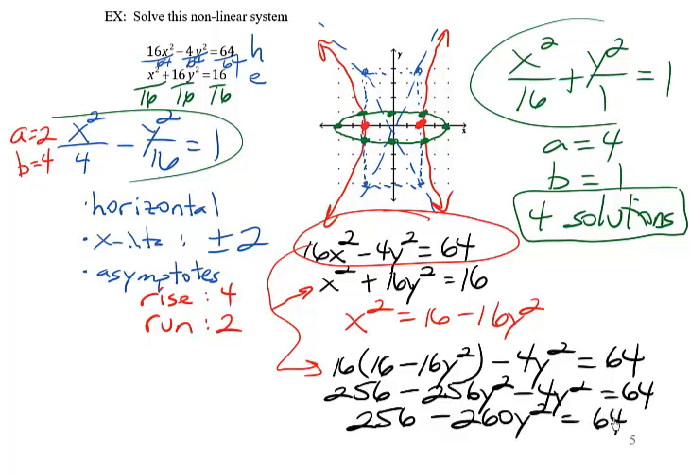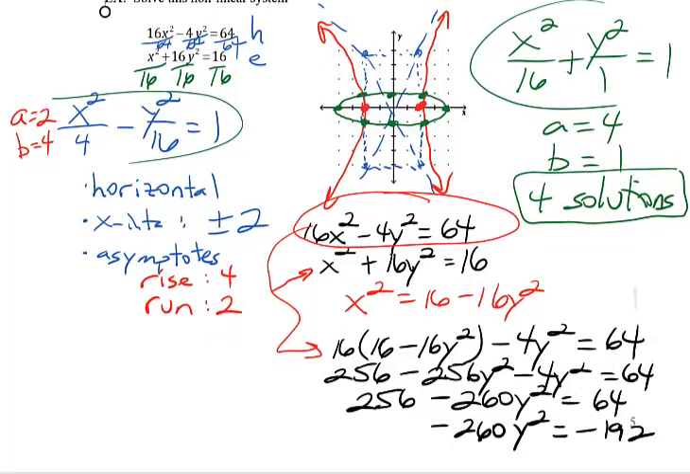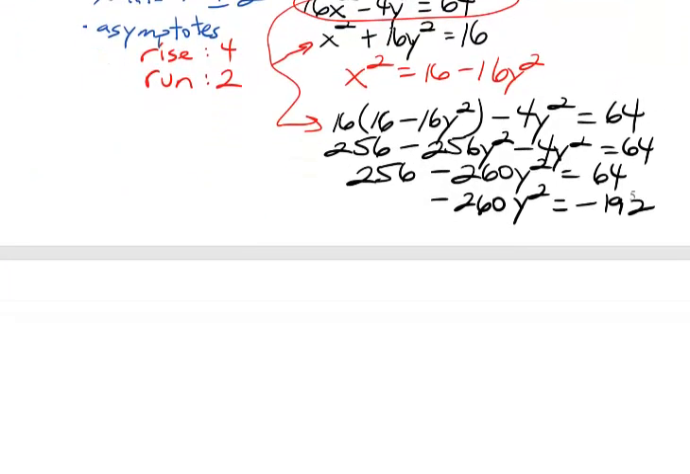There's only one y showing. It is quadratic, but there's only one y showing, so I can use the square root method just fine. Let me get rid of that 256. 64 minus 256 is negative 192. And then I need to divide both sides by that negative 16.